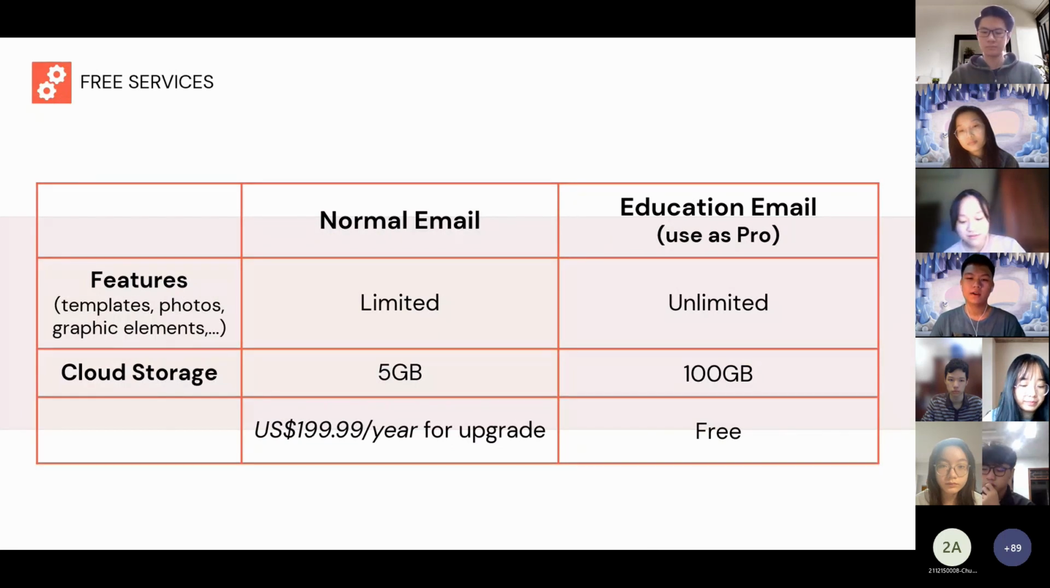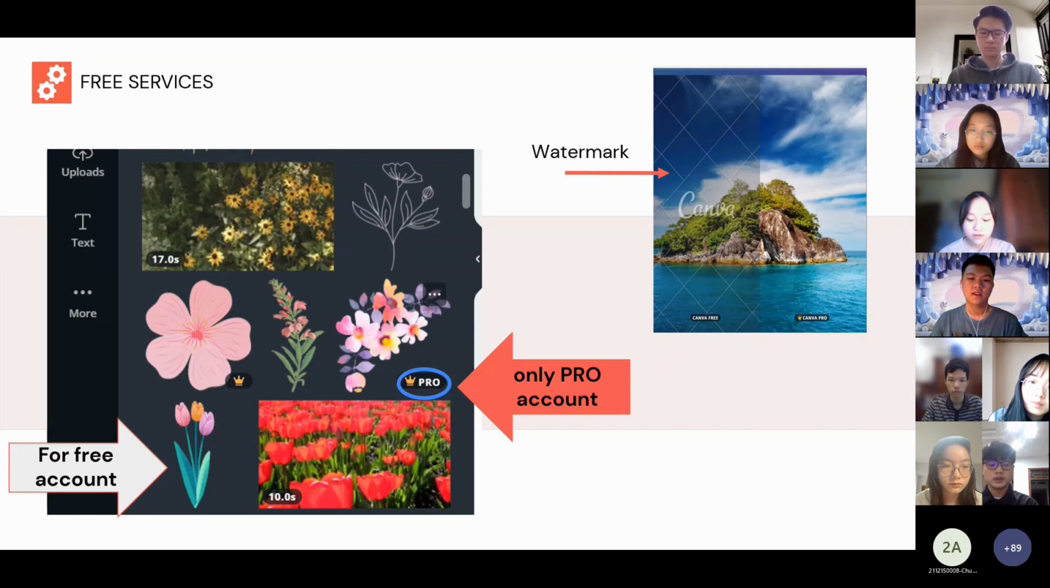Now we have some comparison between two types of email. With normal email, the features are limited, while when we use Pro with education email, they are unlimited. About the cloud storage, with normal email, we only have 5 GB, but if we use a Pro account, the storage is up to 100 GB. We also have to pay up to $199.99 per year for the upgrade, while with education email it is free. This is the difference between a free account and a Pro account.